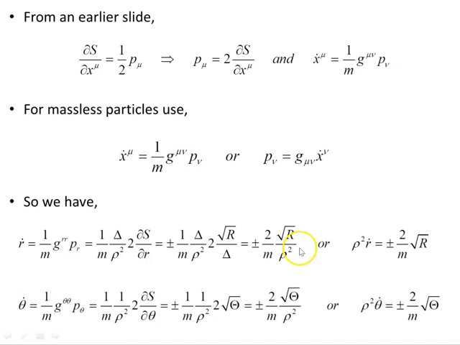And what we're going to do now, our very next step then, is to rewrite that as rho squared R dot is plus or minus 2 on M square root R. Theta dot, same thing, exact same process, just follow that through. And if we multiply both sides by rho squared, we get rho squared theta dot is plus or minus 2 on M square root theta.